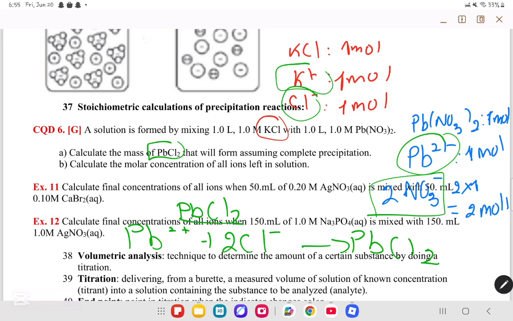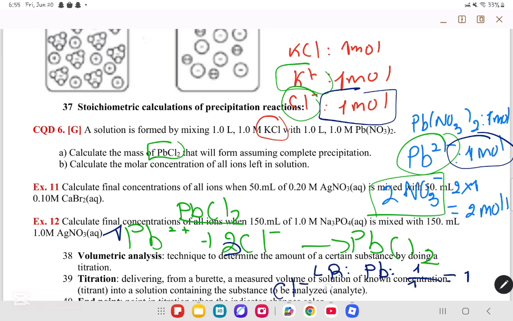Now checking the moles, we have to divide them by their coefficient. So we have 1 mole of Cl minus and 1 mole of Pb2 plus. Let's divide them by their coefficient. This is 1, this is 2, to find which one is the limiting reagent. For Pb, the ratio is 1 to 1, which is 1, whereas for Cl, the ratio is 1 over 2, which is 0.5. Definitely 0.5 is smaller. That means Cl minus is the limiting reagent. Because it is the limiting reagent, Pb2 plus is in excess.